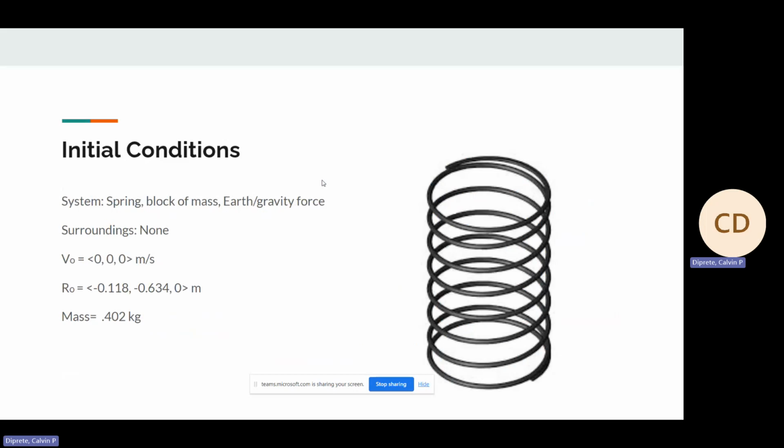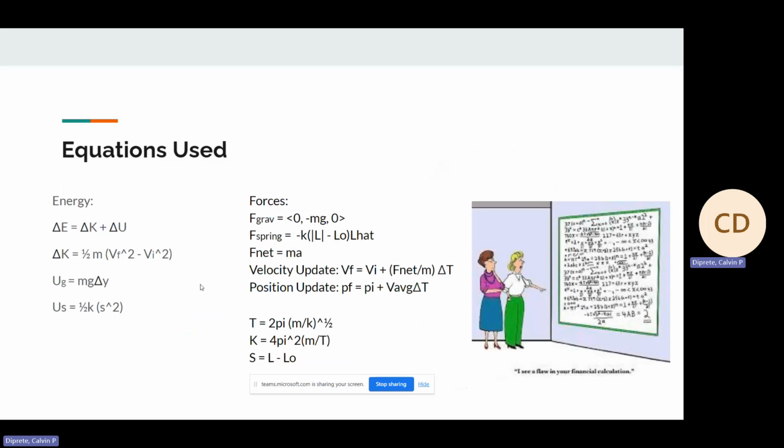For the initial conditions, the system that is set is the spring, the block of mass, and the earth or gravity force being exerted on the spring and the block. In the surroundings, there's none. We put everything in the system. And for the initial velocity, it's 0. And for the initial position, I measured it at negative 0.118 in the x direction, negative 0.634 in the y direction. And the mass of the block, the mass of the entire experiment, is 0.402 kilograms.